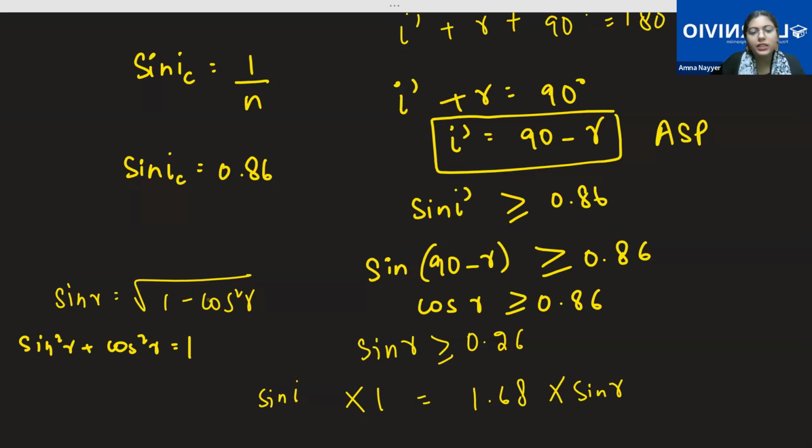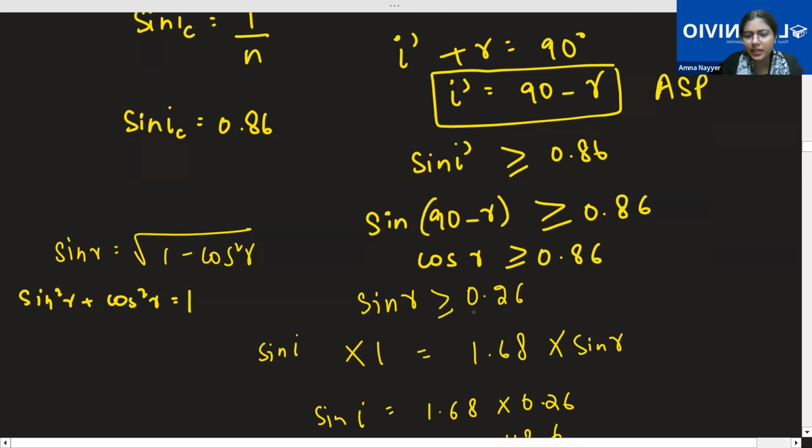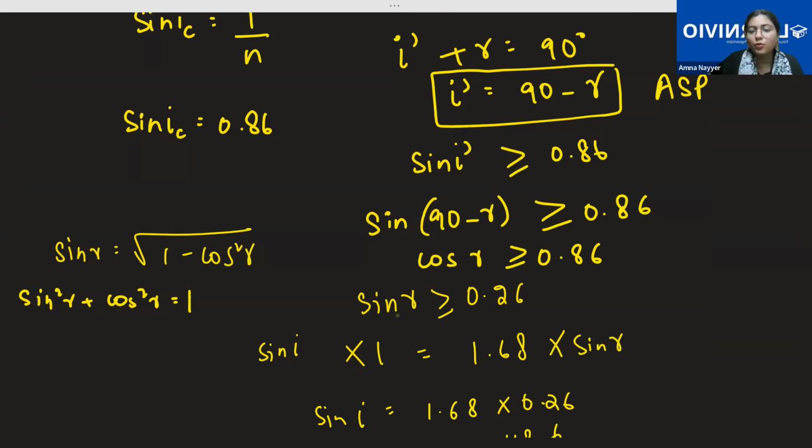I can finally say 1 minus 0.86 under root will be around 0.26 when you solve it. That's why I had pre-written the value so that we don't waste our time in calculation. So sin R is greater than or equal to 0.26. That's what I was looking for. If I have cos R, calculation of sin R is not difficult using this identity.